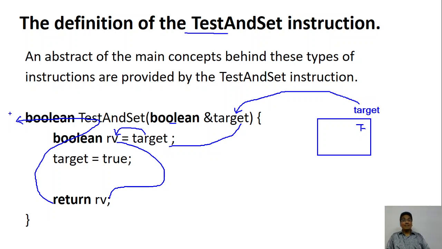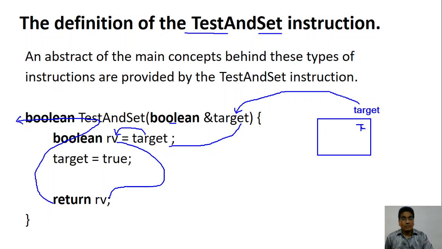This is only the testing part. What is the setting part? The setting part is, if it is not true, if it is not set, you set the value. Simple as that. If it is not set, you set the value. If it is already set, no problem at all.